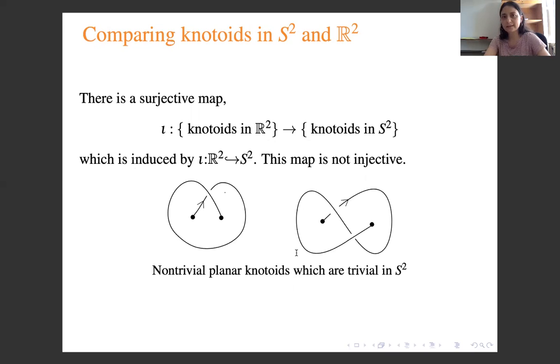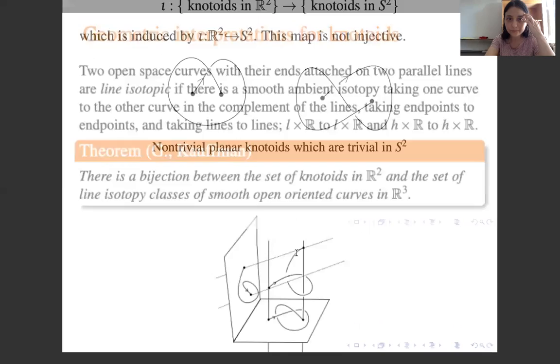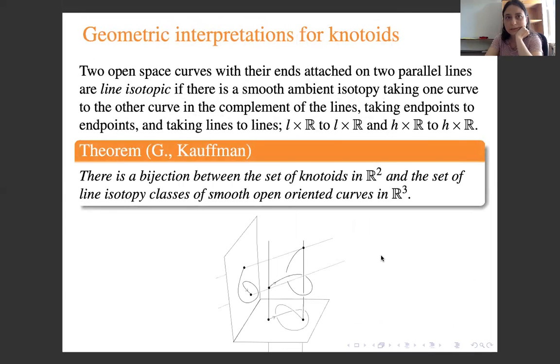So this tells us that we have actually two different theories, planar knotoid theory and spherical knotoid theory. And actually, when we consider our knotoid objects in the plane, we have a more refined theory. We have more knotoid classes in the plane. So we have some geometric interpretations for knotoids lying in the plane and also in the two-sphere.